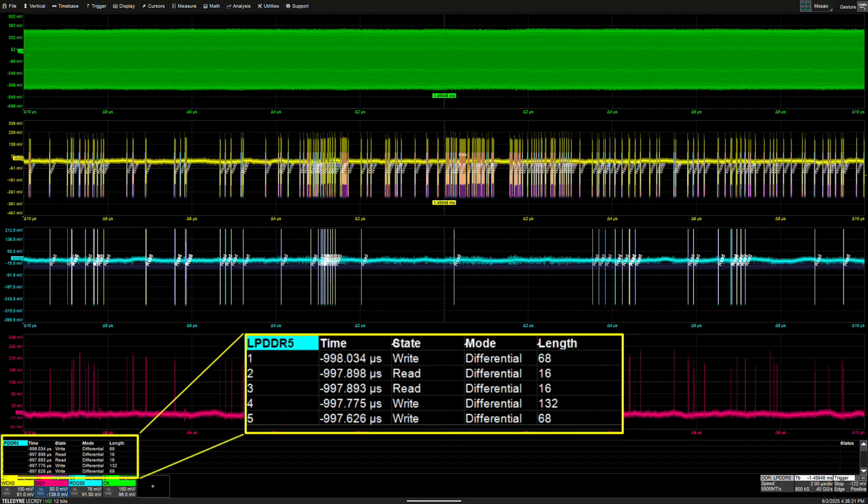In addition, it also applies an overlay for different parts of the signal with relevant information. To zoom in on a burst of interest, just click on any row in the table and it will take you right to the packet location.